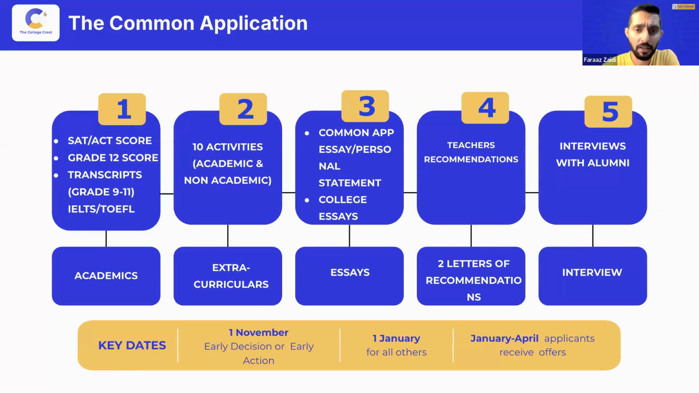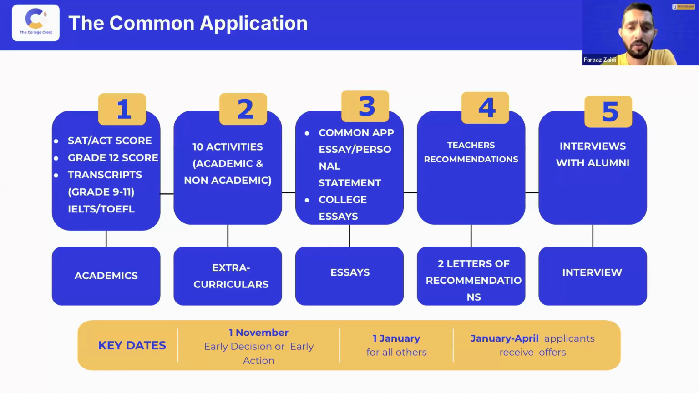A quick add-on: in the UC system, you need to list up to 20 activities across 4 categories, which are volunteering, work experience, academic programs, and extracurriculars. We'll come back to this in a little bit more detail. MIT will only ask you for 4 activities, but it goes extremely deep.